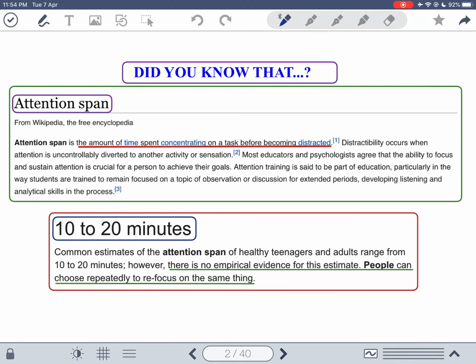Okay, so before I start, I want you to know something. Did you know that the attention span of human beings is between 10 to 20 minutes? But what is attention span? It's defined here. It's the amount of time spent concentrating on a task before becoming distracted. So for you as a student, usually you are in the upper part of this. You should have an attention span of 20 minutes, let's say between 18 and 20 minutes. So try to take regular breaks every 20 minutes. This is not an accurate thing, because here they tell you there is no empirical evidence for this estimate. People still can choose repeatedly to refocus on the same thing. That's fine, that's good. But I suggest 20 minutes. So if the lecture is for 1 hour, then you watch it in 3 parts at your pace.